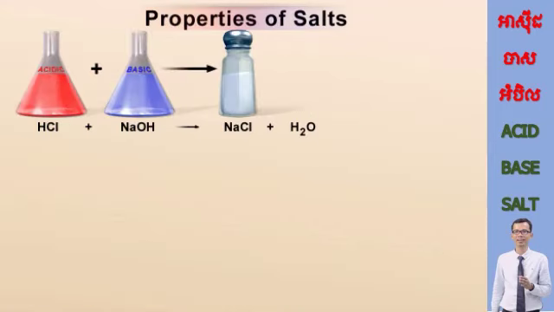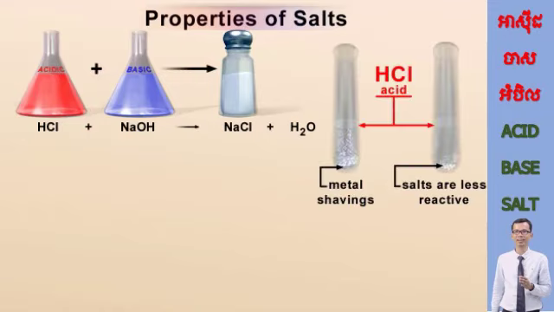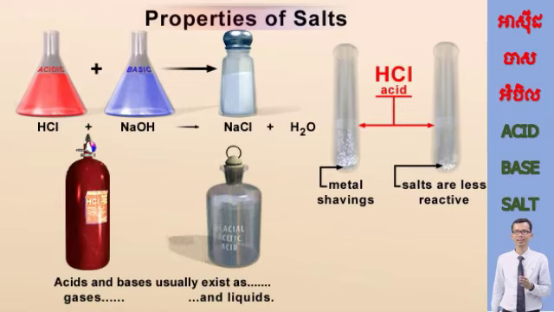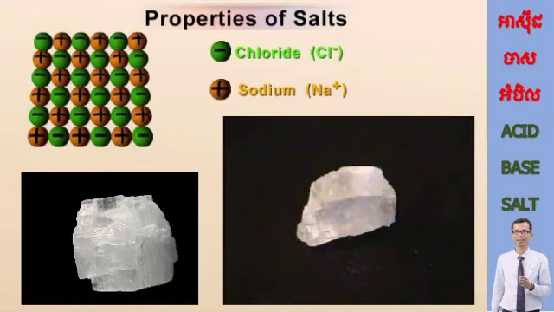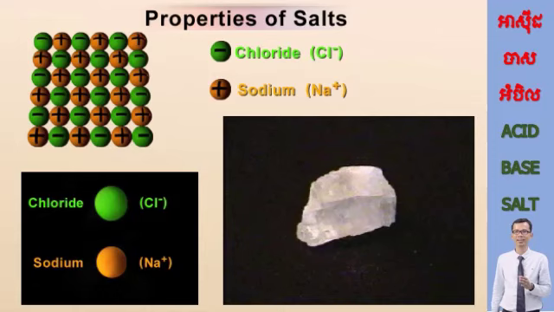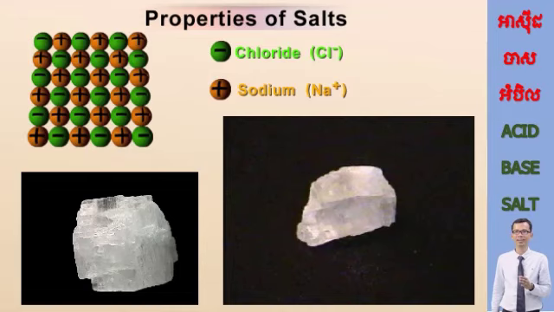Although salts are formed from acids and bases, they exhibit almost none of the properties of their parent compounds. Whereas acids and bases react with other compounds, most salts are relatively non-reactive. Acids and bases usually exist as a liquid or gas, while salts form solids. Salts form solid structures known as crystals. The properties of salts result from the arrangement of ions within these crystals.